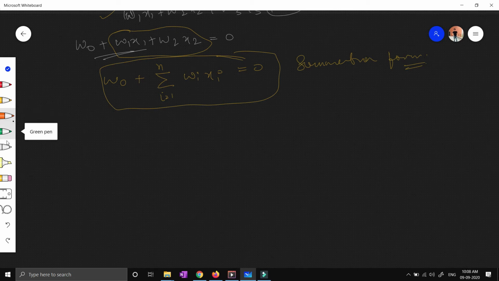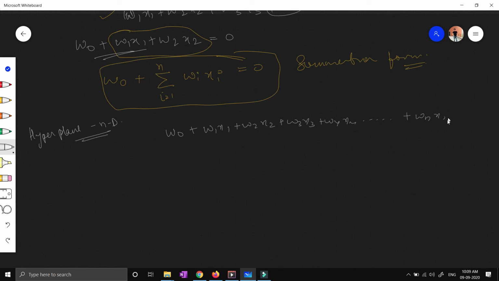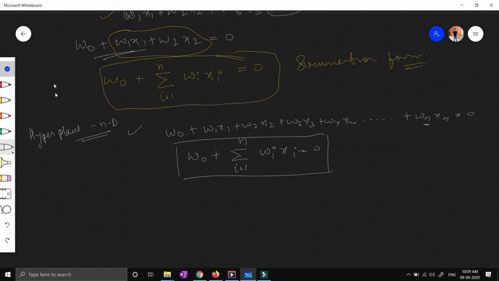If I have to make it for hyperplanes, let me give one more example for you, in n-dimensional spaces: w0 plus w1 x1 plus w2 x2 plus w3 x3 plus w4 x4 and so on up to wn xn, equals to 0. So this is my equation of a line in n dimensions. Now if I write the summation form of this, it is summation i equals to 1 to n of wi xi. So this is my more generalized form right now. But now I have to make it into n-dimensional vector spaces, right?